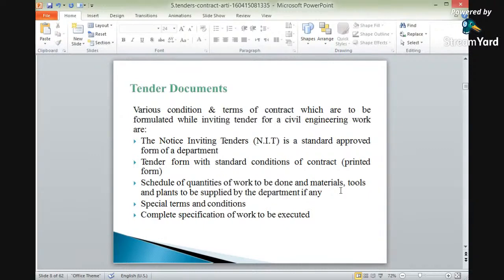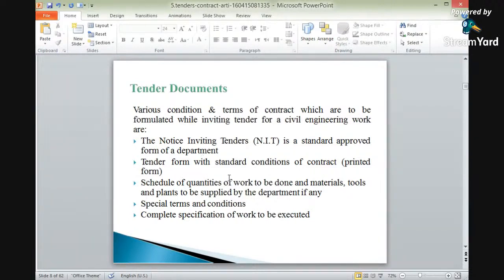The first and most important is the NIT. NIT is nothing but the notice inviting tender. The notice inviting tender is a standard approved form of a department. It is the important document, which has been given as the NIT, the notice inviting tender. It is to be attached.